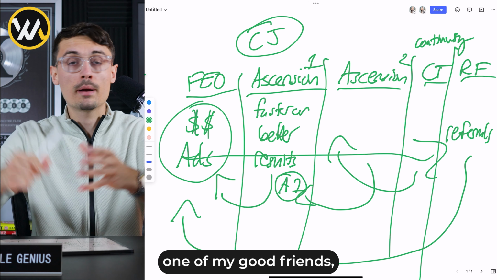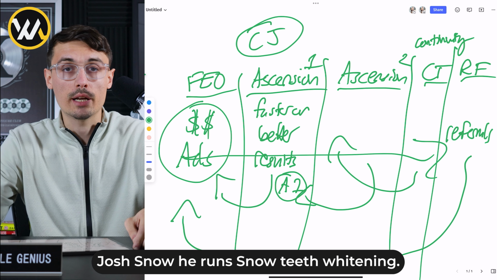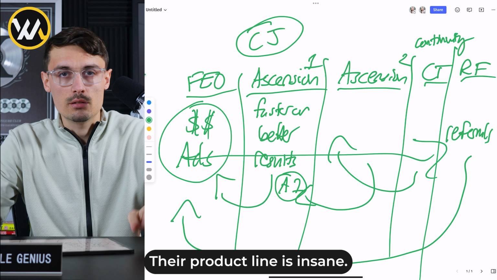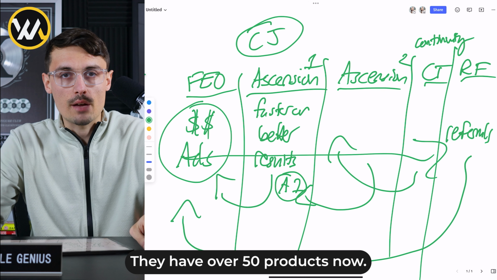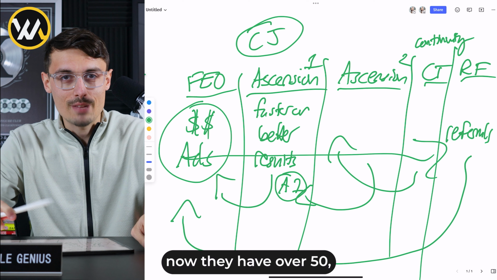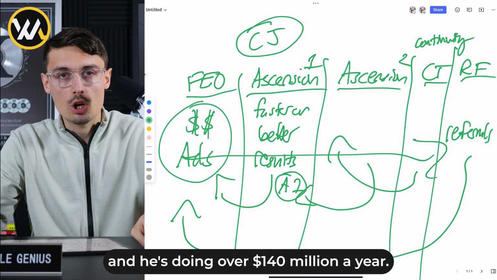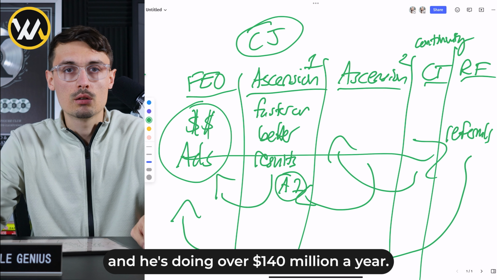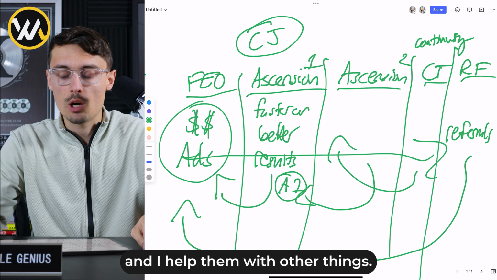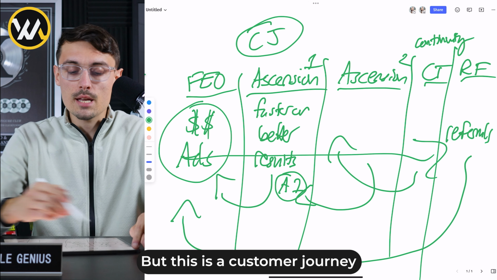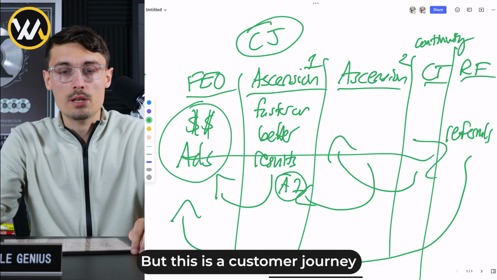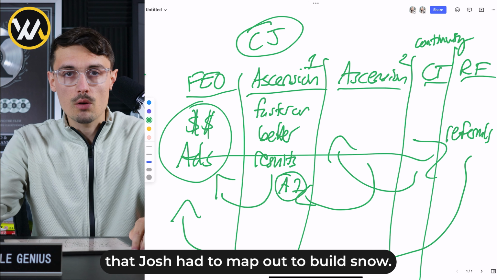You might have a product line. One of my good friends, Josh Snow, he runs Snow Teeth Whitening. Their product line is insane. They have over 50 products now. They started with 3. Now they have over 50. And he's doing over $140 million a year. And I did consulting with them and I helped them with other things. But this is a customer journey that Josh had to map out to build Snow.